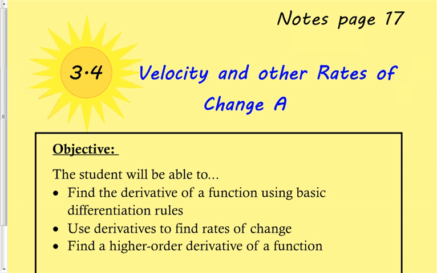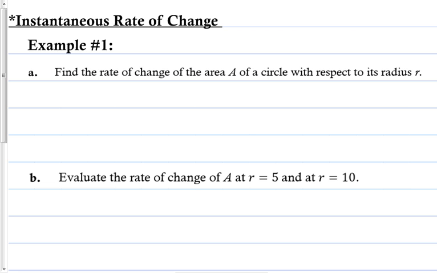Okay, 3.4, velocity and other rates of change. This is part A. Today we're going to do derivatives using basic rules, and we're going to find rates of change, and we're going to find higher order derivatives. Remember, higher order is when you do more than one derivative. Okay, so we're going to start off pretty simple.